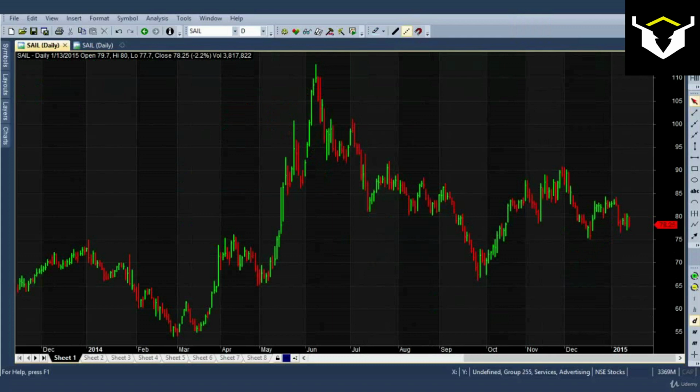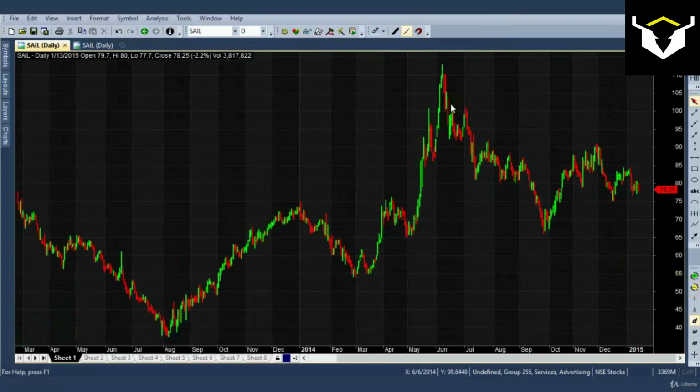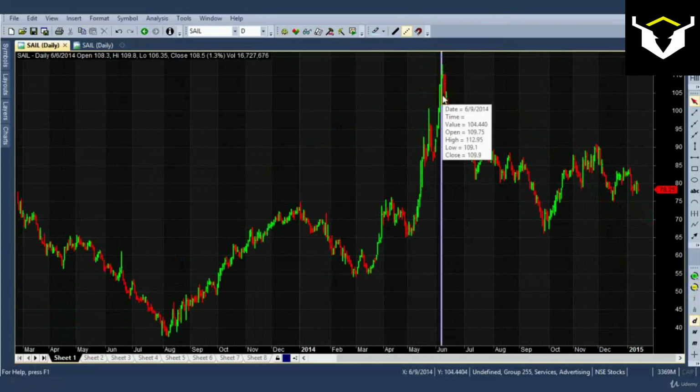Now, following is a chart of SAIL, and what do you think of this top? Take a look at this chart here. Do you think this top has any important level? 261.8 or 423.6? Because this was the top that was made on 6th June 2014, and as of today, 14 Jan 2015, the prices have not yet reached to test that top. So this was an important top made.